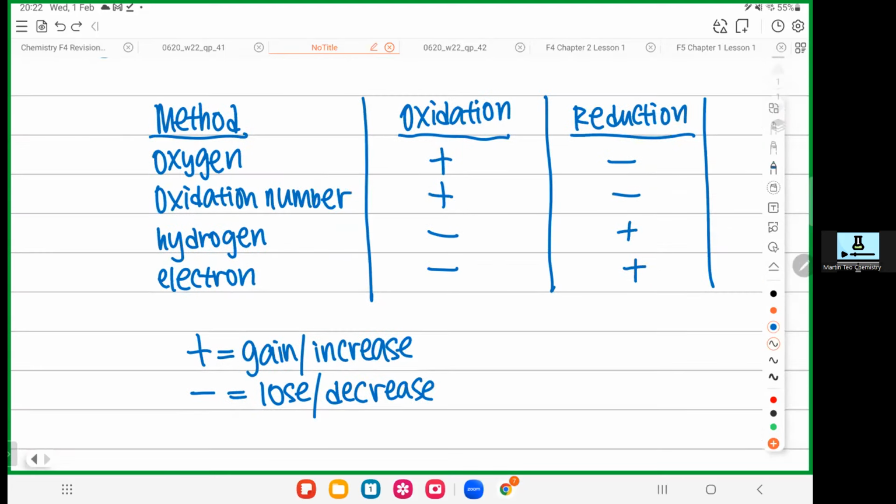Next one, oxidation number. We will learn oxidation number later also, no worry. This one is a little bit tricky. Next one, same thing, hydrogen. Minus means lose. If I lose hydrogen, I undergo oxidation. If I gain hydrogen, I undergo reduction. Same thing.